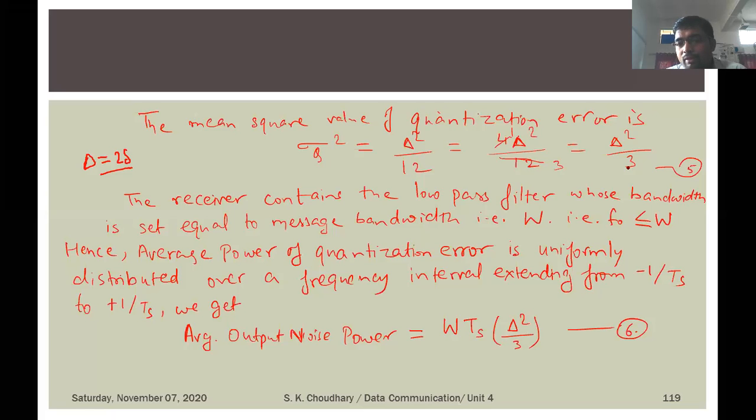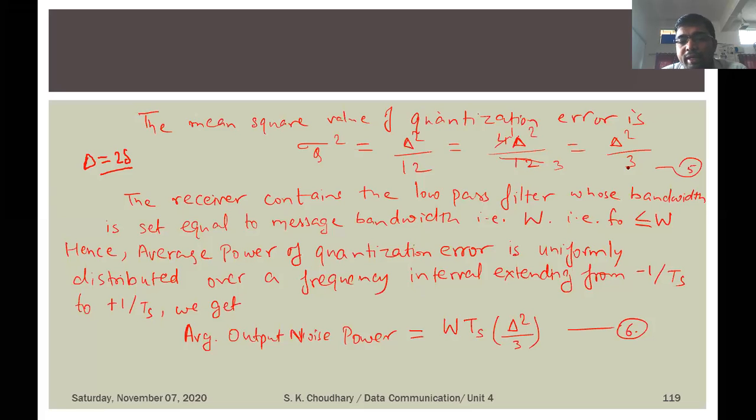The receiver contains the low pass filter whose bandwidth is set equal to the message bandwidth, that is W, I have taken. You can take f max as well. So f naught should be less than or equal to W, the bandwidth of the signal. Hence the average power of the quantization error is uniformly distributed over a frequency interval extending from -1 upon Ts to +1 upon Ts.